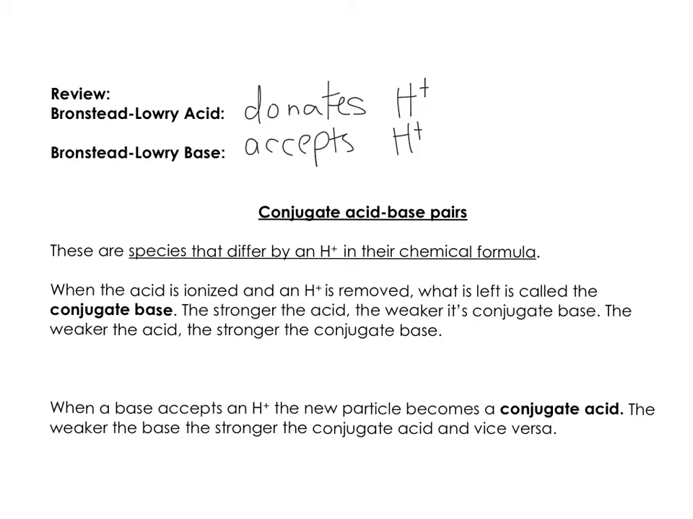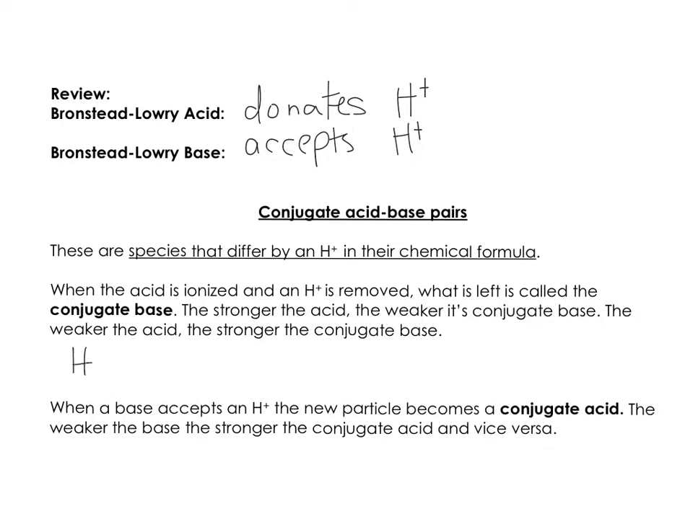Now I'm going to introduce you to conjugate acid base pairs. So these are species that differ only by an H+ in their chemical formula. When an acid is ionized and H+ is removed, what's left is called the conjugate base. The stronger the acid, the weaker its conjugate base. The weaker the acid, the stronger the conjugate base.